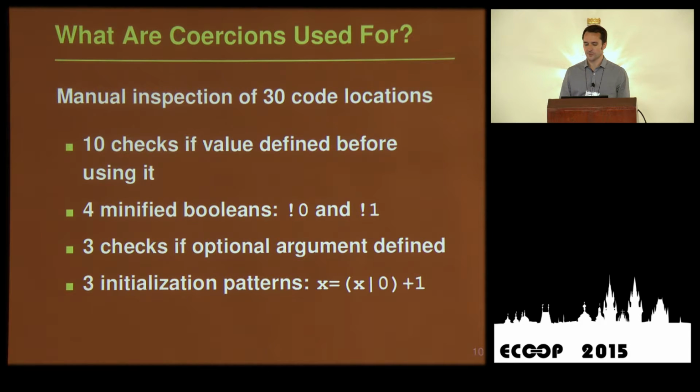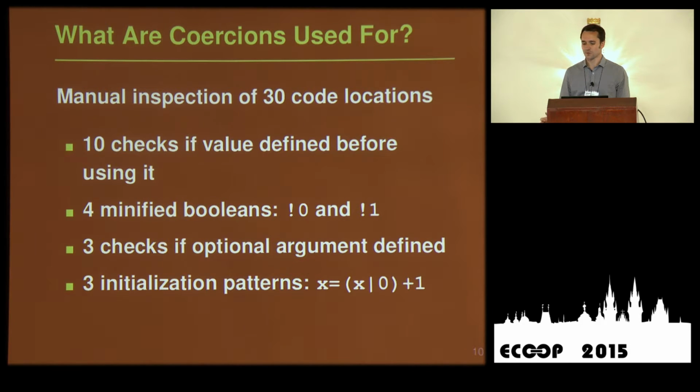So we randomly sampled 30 code locations. Inspecting those is non-trivial because most code in the web is obfuscated and it's not so easy to understand what it's actually doing. But as far as we could figure out, of these 30, 10 use a coercion to check if some value is defined before using it. We found a few cases where minified code uses not 0 or not 1 as a shorter way to say true and false. We also found a couple of cases where coercions are used to check if an optional argument is defined.